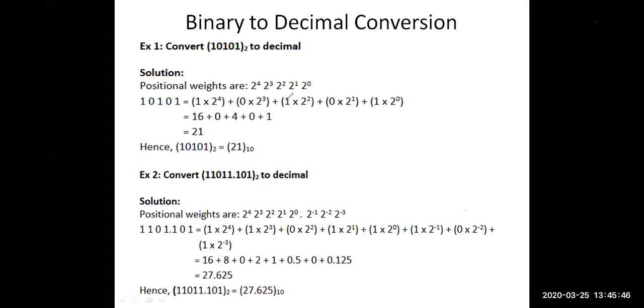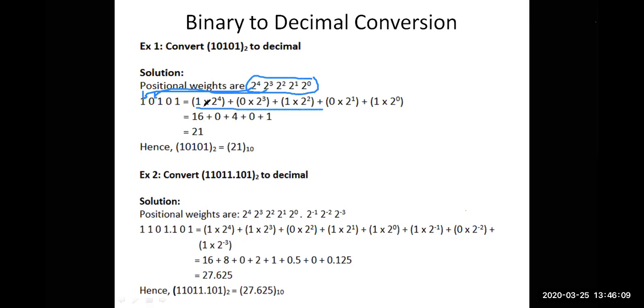I'll just highlight this. These are the positional weights. Here we are multiplying the positional weights by the digit. This one is the first digit, then the second positional weight is multiplied to this, and so on. This is shown here. You can see that one is multiplied by 2 raised to 4. Then zero is multiplied by 2 raised to 3, and so on.